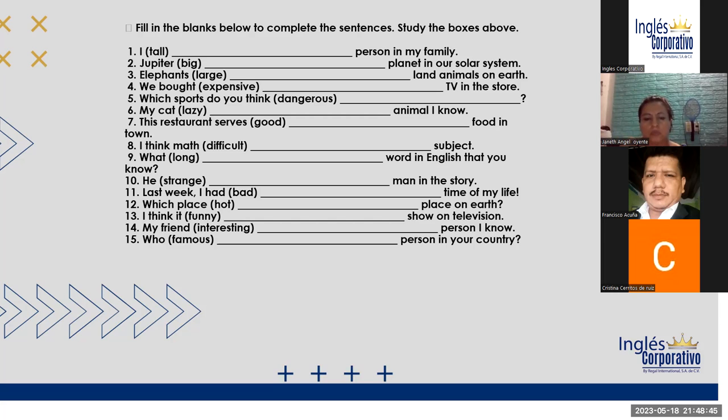Janet. ¿Mande? ¿Cómo quedó la número 7? La número 7 quedó is the best. No, corrección, la 8. Ah, la 8. Is the most difficult. Okay.